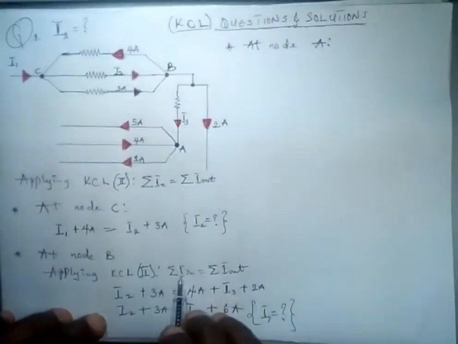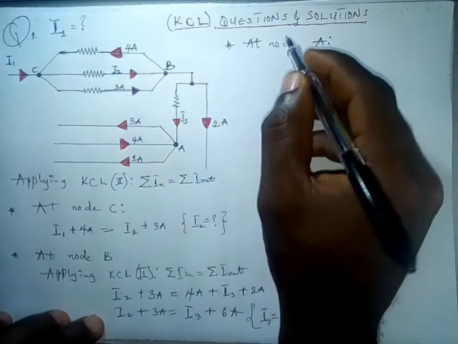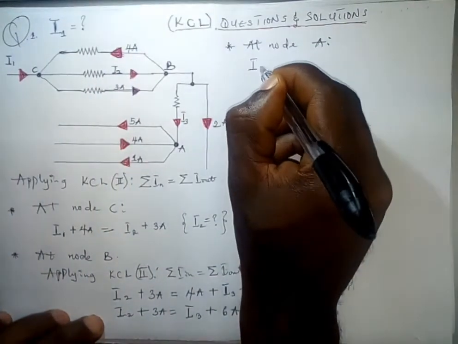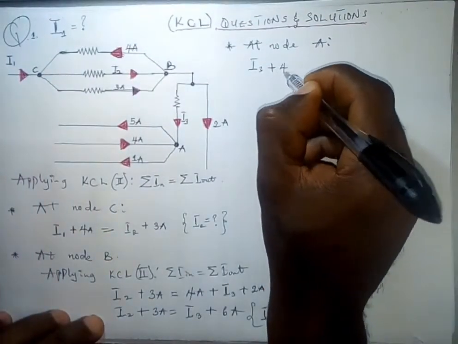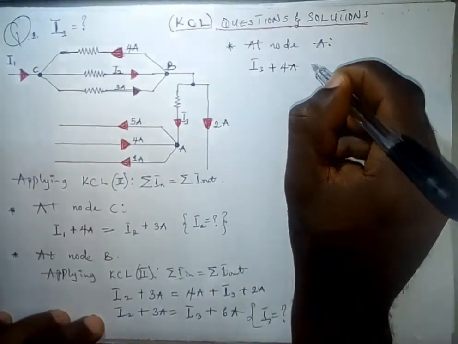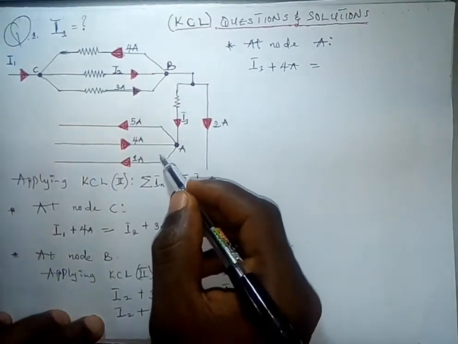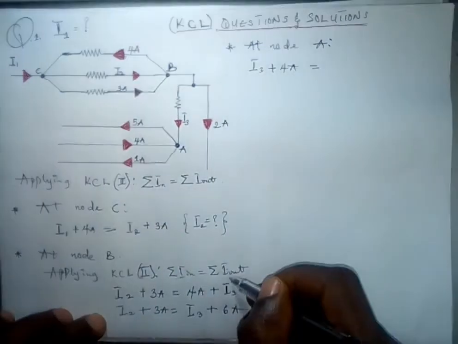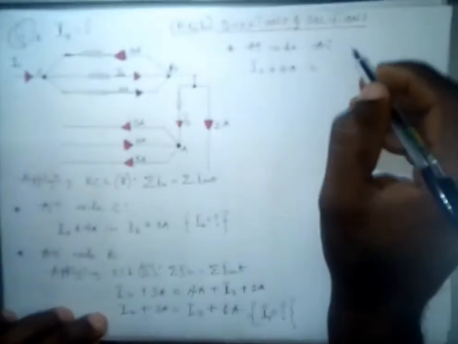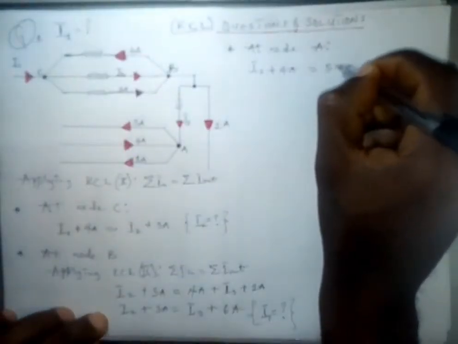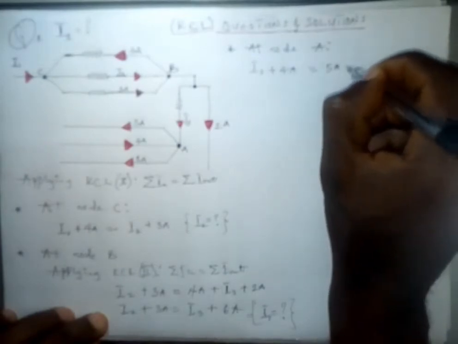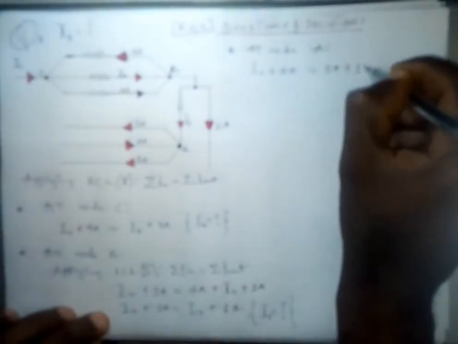So if we are considering I in first, we have what? I3 plus 4 ampere. So I think we are done with that. So what is again? The ones that are entering equal to the sum of the ones that are leaving. So we are going to have what? 5 ampere plus 1 ampere.